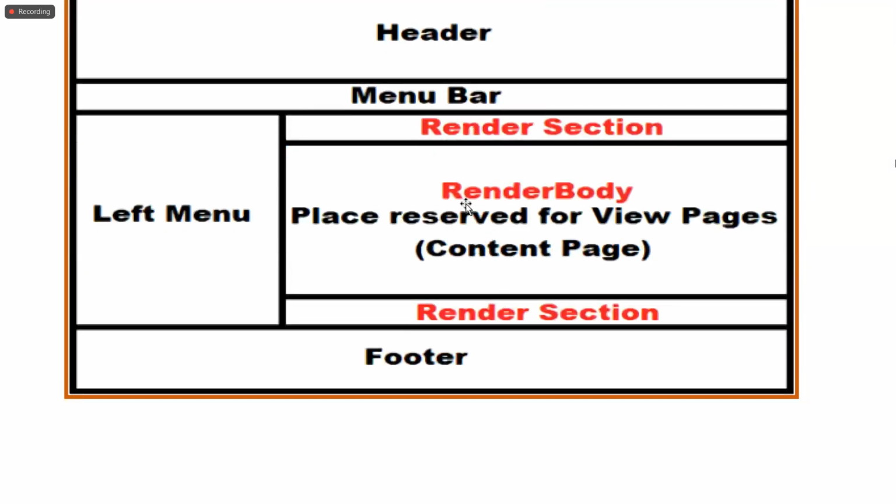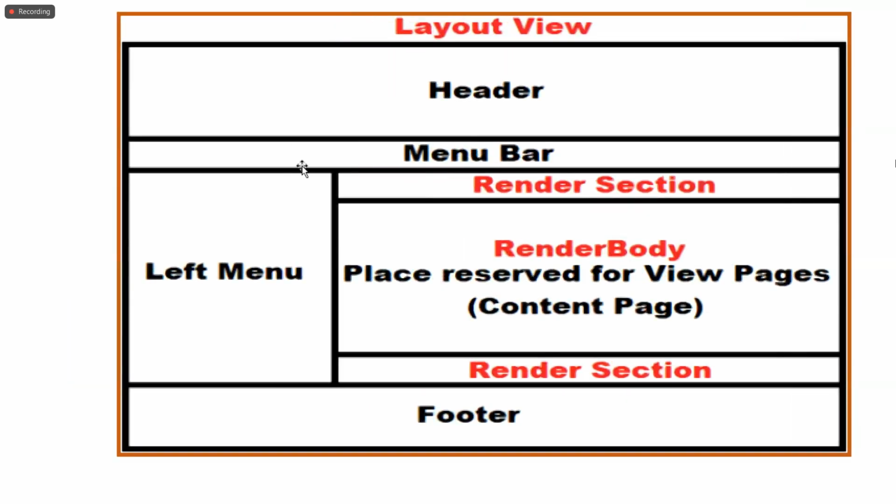I need to call a method. What is the method? Render body. Render body is a method. We use it for reserving a space for the content page, a space for the content view. See, the place reserved for view pages, nothing but the content page. This is the space I'm reserving. So what happens now? At runtime, my content page will come and sit at this location.